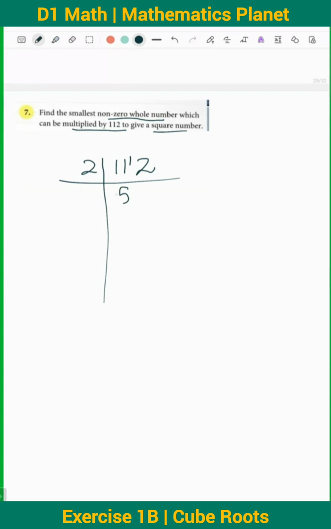Okay, 2 times 5 is 10, 6 is 12. 2 times 2 is 4, 8 is 16. 2 times 1 is 2, 4 is 8. 2 times 7 is 14. 7 times 1 is 7.